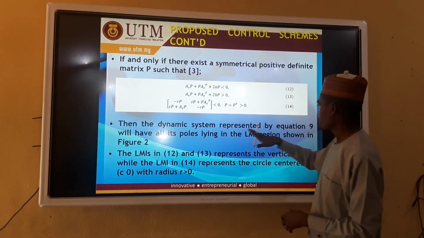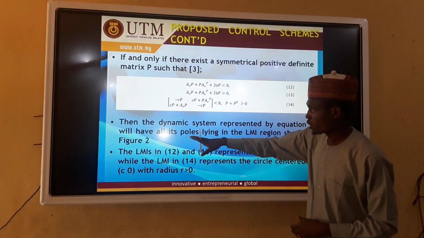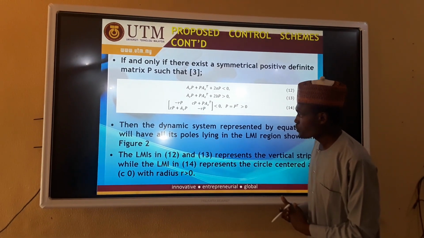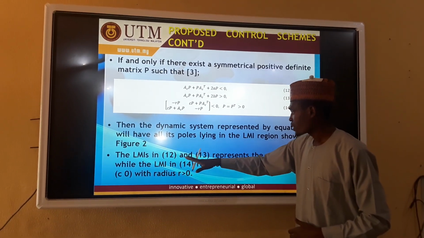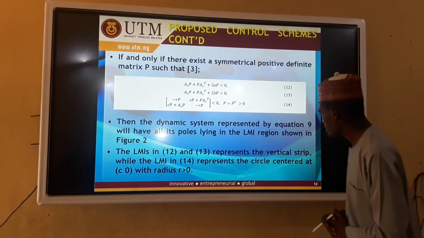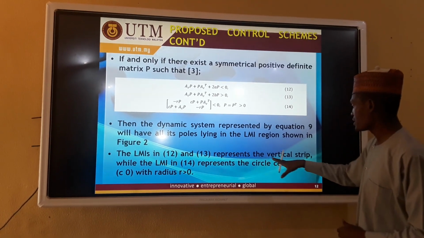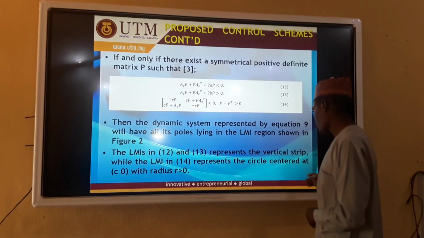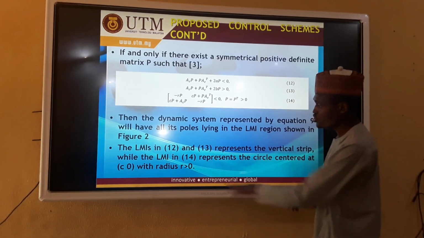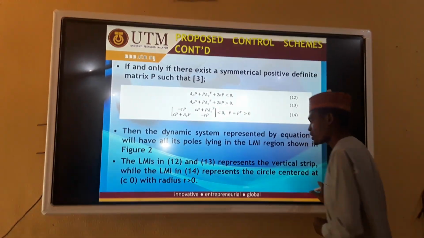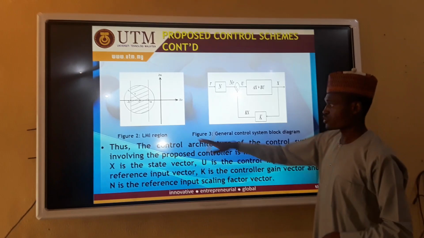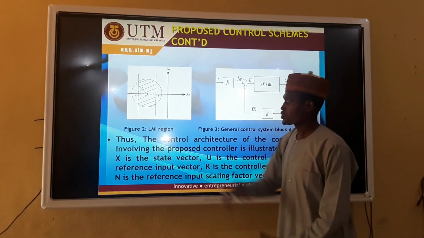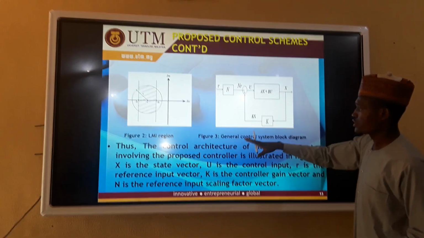Then the dynamic system represented by equation 9 will have all its poles lying in the LMI region shown in figure 2. The LMIs in equations 12 and 13 represent the vertical strip, while the LMI in equation 14 represents the circle centered at (c, 0) with radius r greater than 0. Figure 2 is here, the LMI region. We have all the poles in the shaded region for stability.